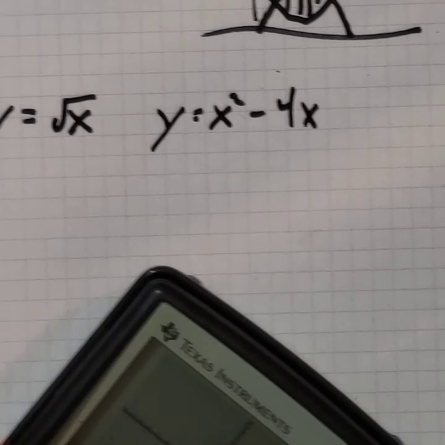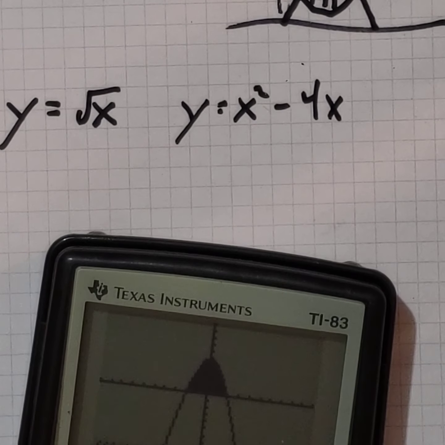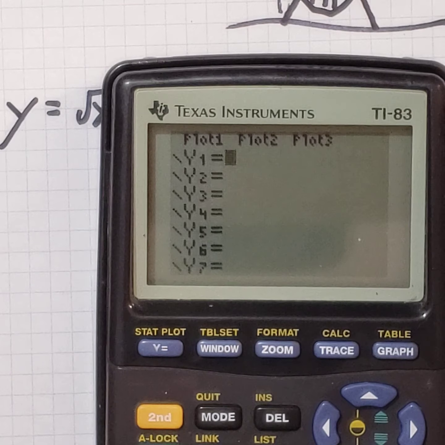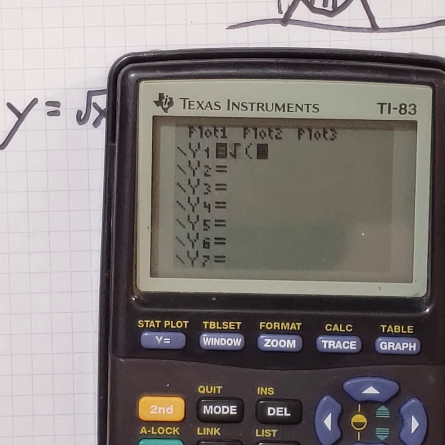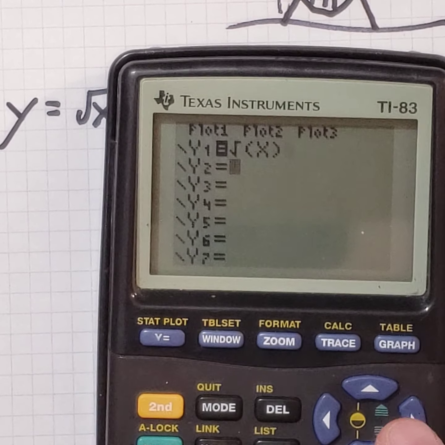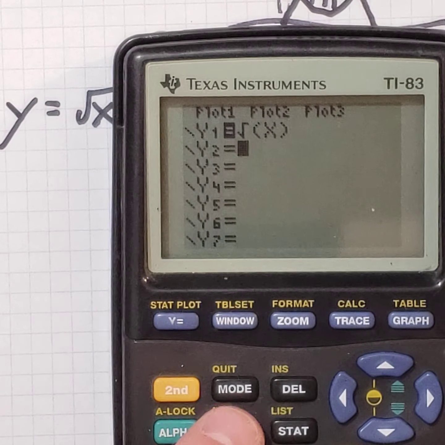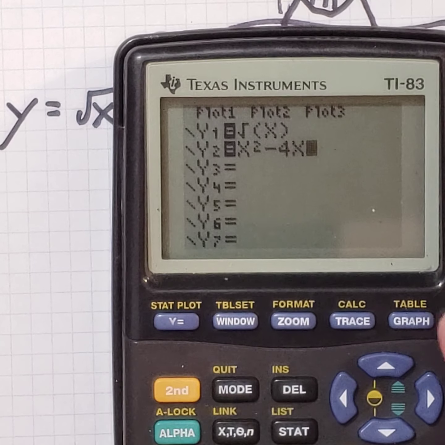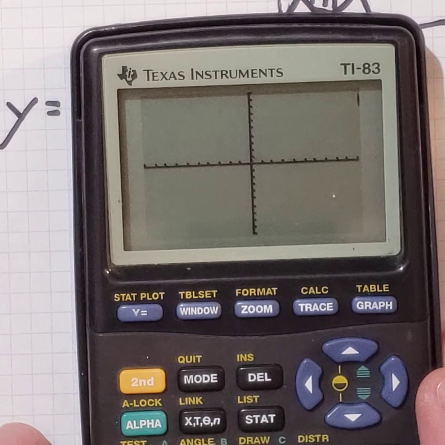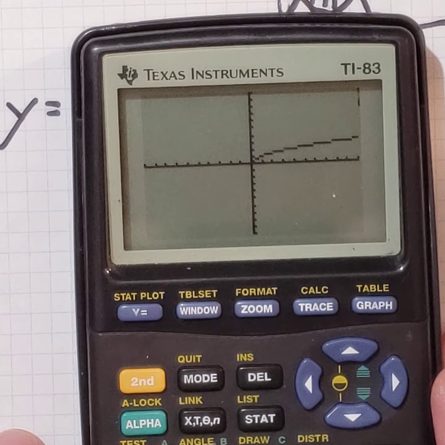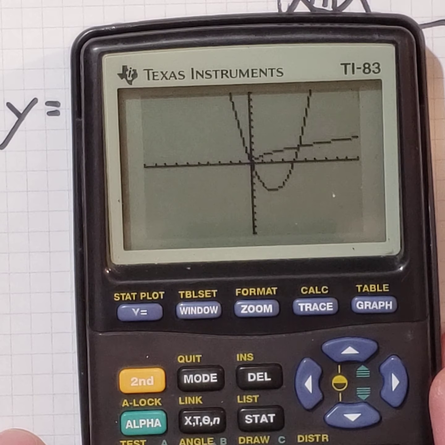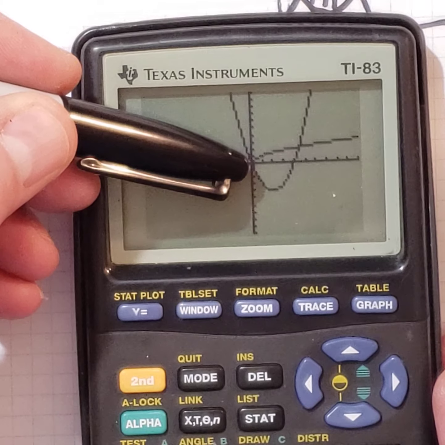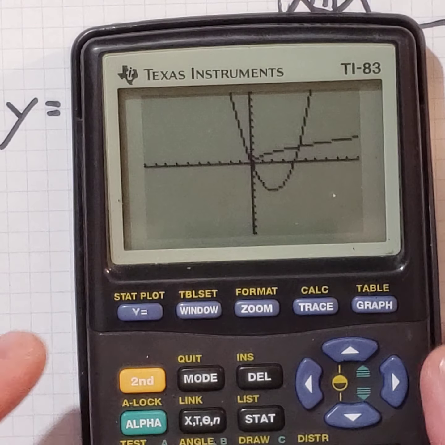Let's try one more. So y equals square root of x and x squared minus 4x. So let's look at the square root of x and then x squared minus 4x. We know what x squared looks like. x squared minus 4x will be a parabola. The point of intersection on the left is trivial. That's 0. The one on the right we don't know, though.